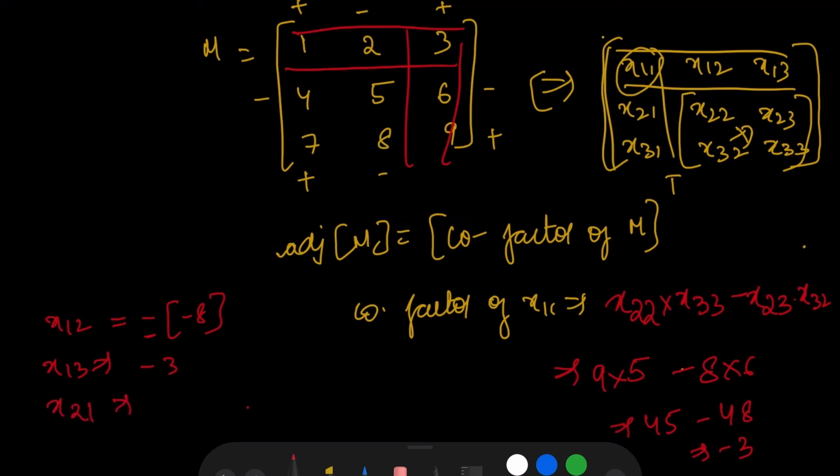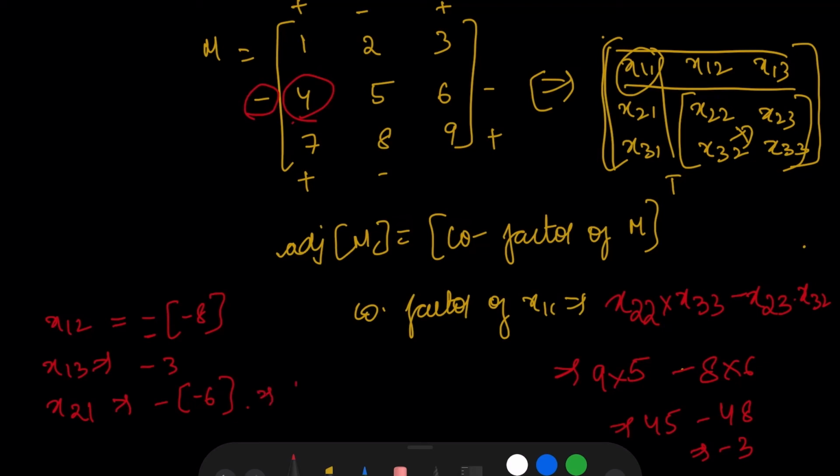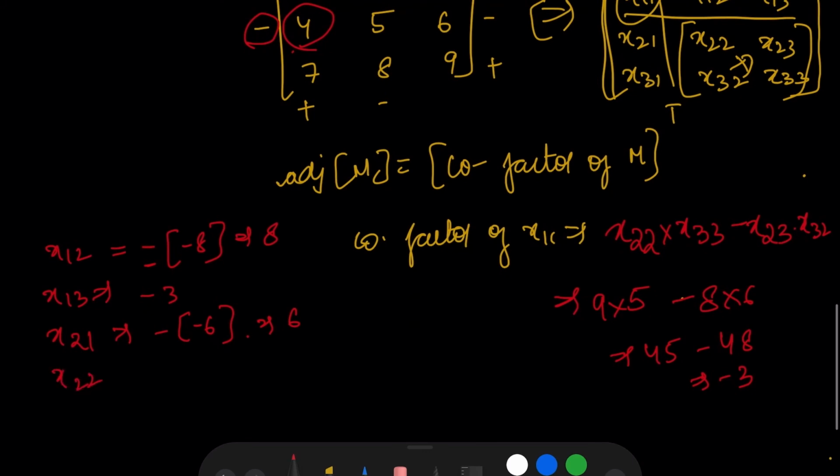Similarly for x21, since this is the first time I am explaining everything in detail, but in the coming videos you'll understand by just seeing the process, right? You'll be very comfortable in listening to it, right? Similarly for x21, ignore the second row and first column. 2 times 9, 18 minus 8 times 3 is 24, so that is equal to minus 6, minus of minus 6, because here we have a negative sign, that is equal to plus 6, right?